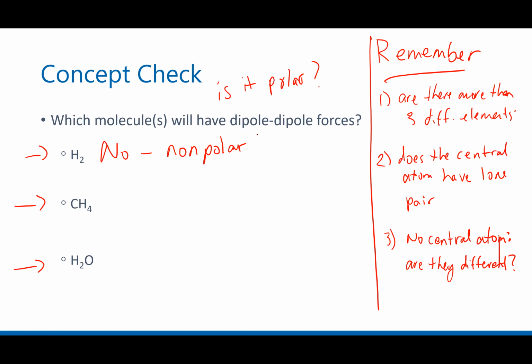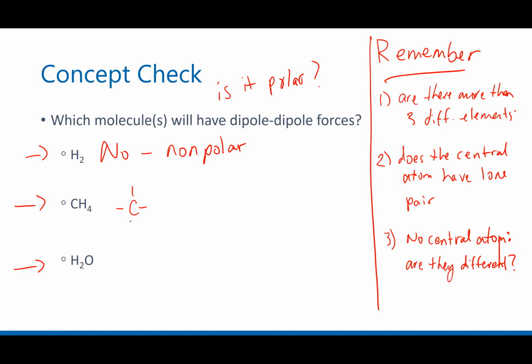Okay, let's go to methane, CH4. Are there more than 3 different elements? No. I'm going quick through this because we've done this before, so I'm not really asking you guys to do these for me because we've already done all of these. Anyways, so CH4. Are there more than 3 different elements? No. Does the central atom have a lone pair? No.